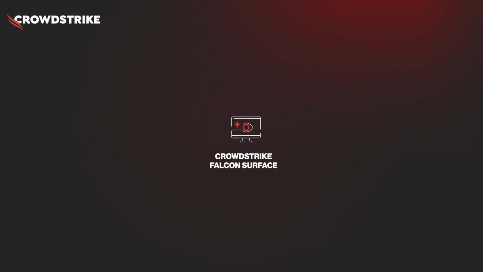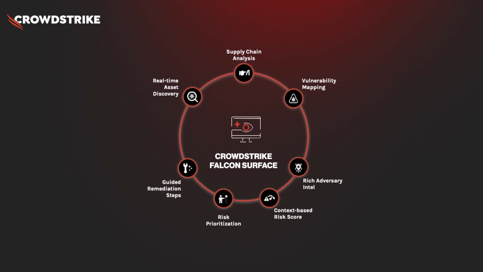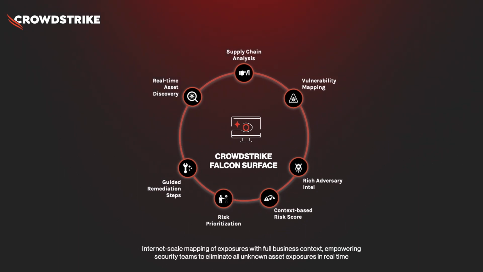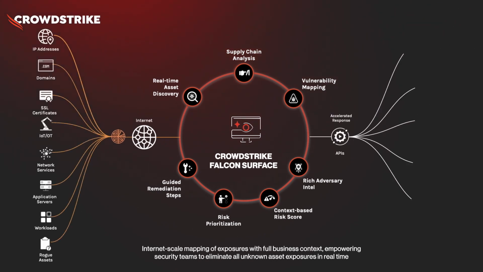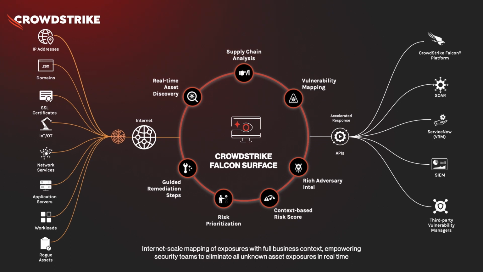Falcon Surface helps you fast-track ecosystem surveillance and prevent security gaps with an outside-in view of the enterprise ecosystem. It monitors all internet-facing assets in real time and enables you to terminate exposures with actionable remediation steps. With Falcon Surface, you can quickly discover unmanaged and poorly managed assets, understand the severity of those vulnerabilities, and take immediate action to protect your environment. Let's see this in action.